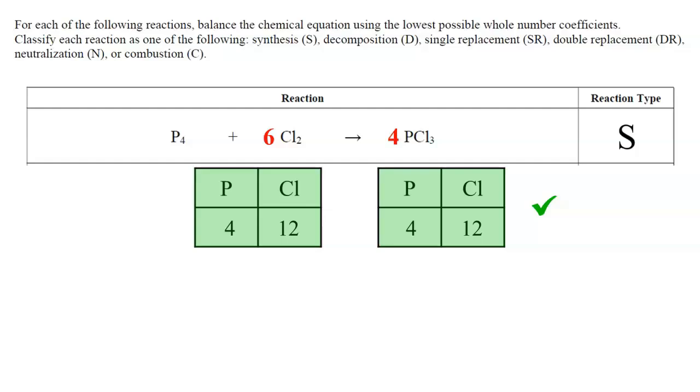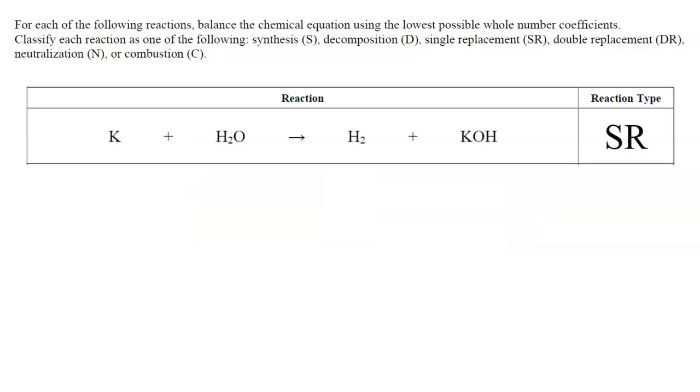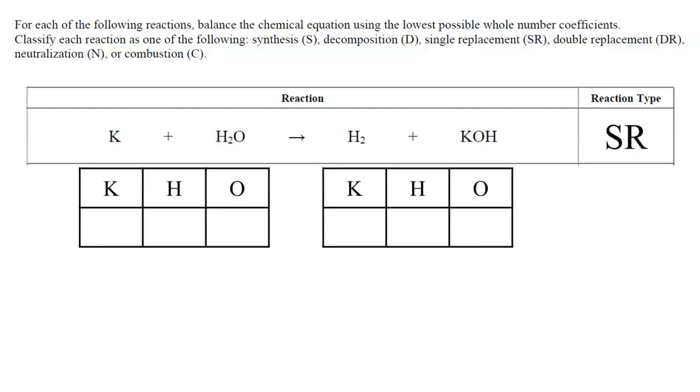Okay, let's take a look at our next chemical equation. The elements involved in this chemical equation are potassium, hydrogen, and oxygen. On the left side of this equation, I see 1 potassium, 2 hydrogens, and 1 oxygen. On the right side, I see 1 potassium. Now, hydrogen is found in 2 different chemical formulas. There's H₂, that would be 2 hydrogens, but there's also another hydrogen in the KOH formula. That's a total of 2 plus 1, so 3 hydrogens, and then there's 1 oxygen.